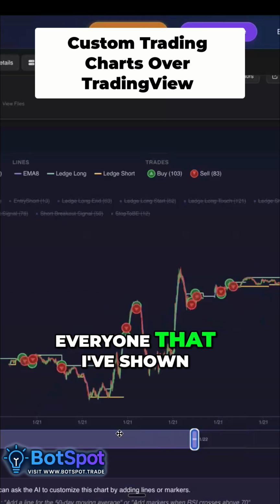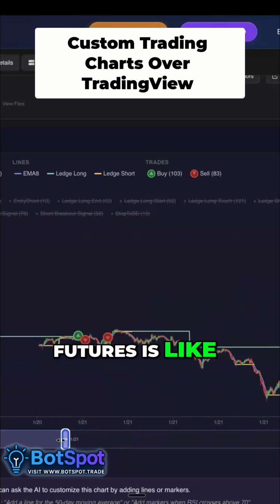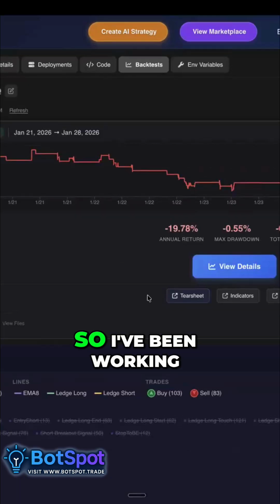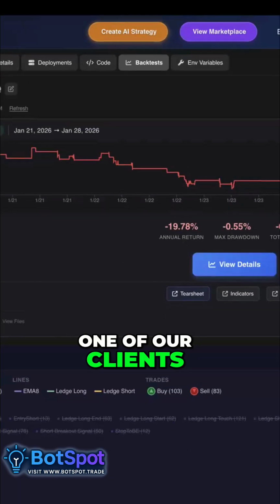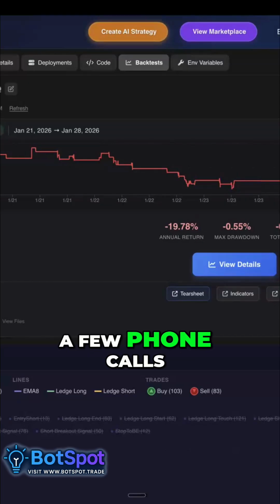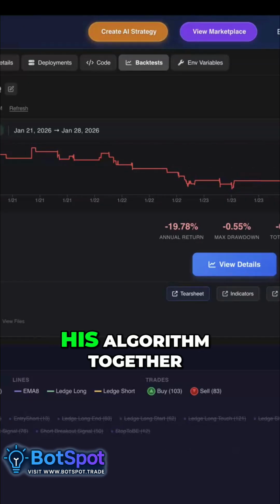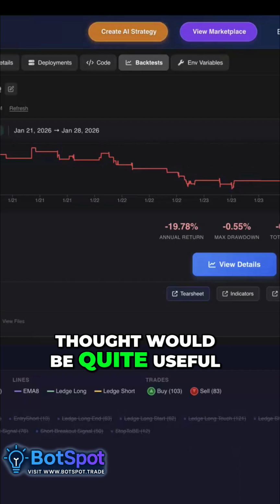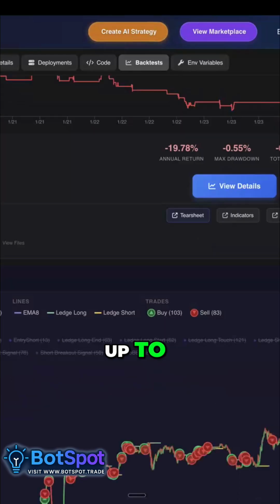Everyone that I've shown this to that trades futures is like, wow, this is really useful. So hopefully you guys find it to be the same. I've been working on this with one of our clients and I actually found this very useful. We got on a few phone calls where we were just working on his algorithm together, and I noticed a bunch of things that I thought would be quite useful for what he's been up to. So check this out.